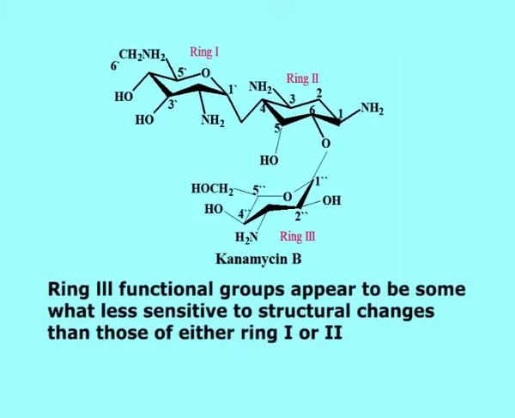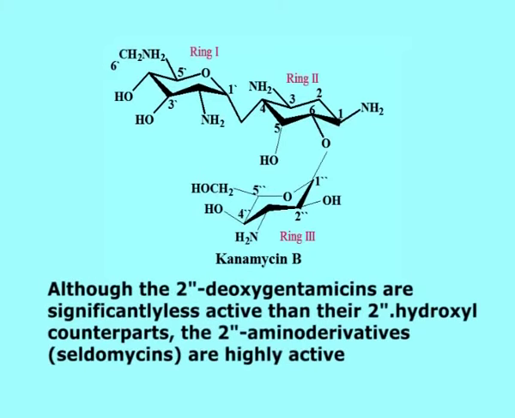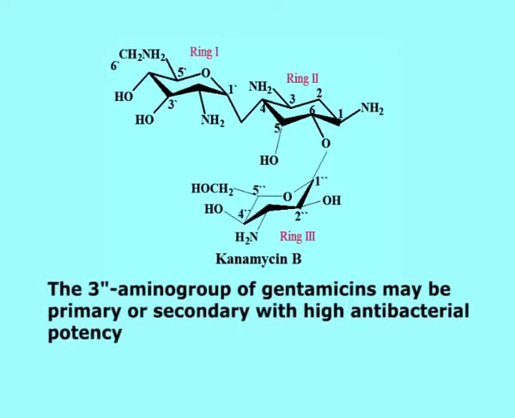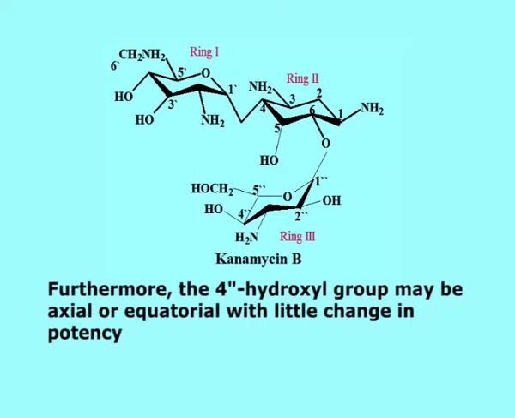Ring 3 functional groups appear to be somewhat less sensitive to structural changes than those of either ring 1 or 2. Although the 2-deoxygentamicins are significantly less active than their 2-hydroxyl counterparts, the 2-amino derivatives, that is seldomycins, are highly active. The 3-amino groups of gentamicins may be primary or secondary with high antibacterial potency. Furthermore, the 4-hydroxyl group may be axial or equatorial with little change in potency.